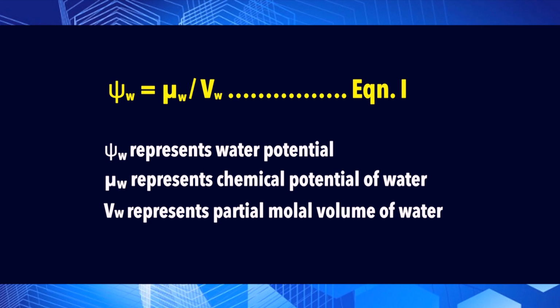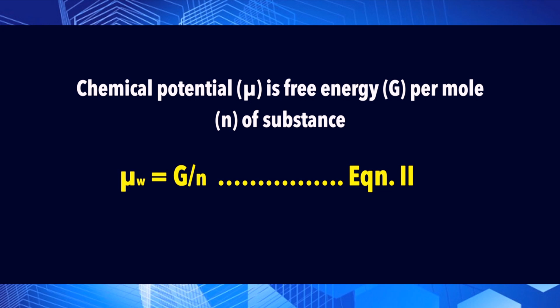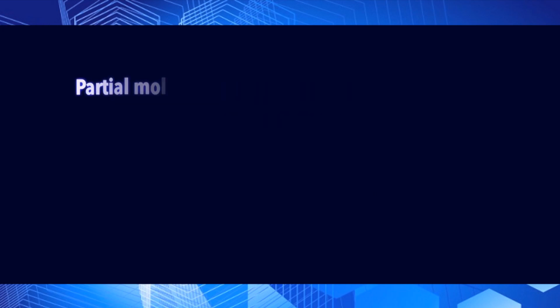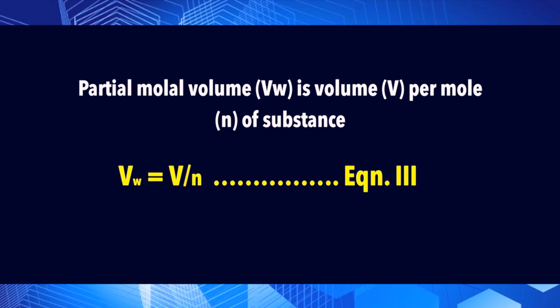water. Since chemical potential is the free energy per mole of the substance, we can write it mathematically like this: mu W is equal to G divided by N, where G indicates free energy and N the number of moles, while partial molar volume of water is the volume per mole of the substance. Here mathematically we can write it like this: VW is equal to V divided by N, where VW is the partial molar volume of water, V is the volume, and N the moles of water.